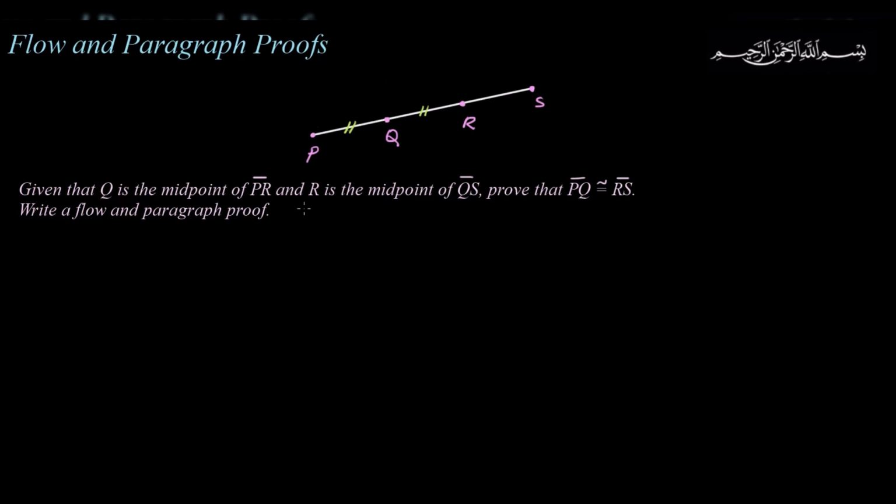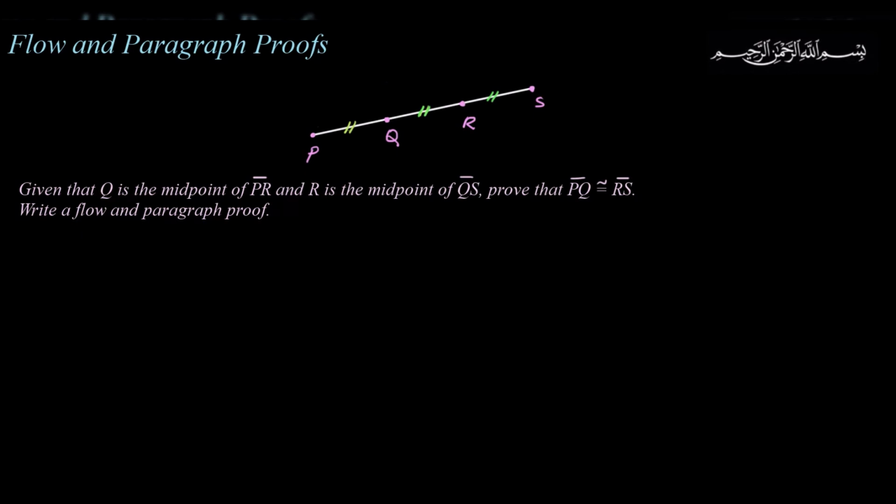And then R is the midpoint of QS. So if R is the midpoint of QS, then that means that QR is congruent to RS. I mean, this is congruent to this, correct? Okay, that means they're all kind of congruent to each other anyways, and it's easy to see, at least visually, that PQ is congruent to RS, because if this is congruent to this, then that makes pretty good sense to me. So how do we write this as a flow proof?